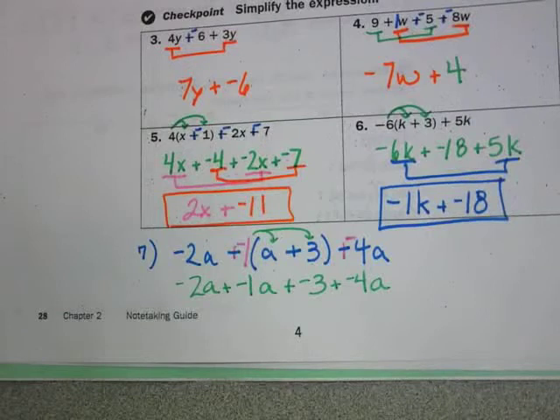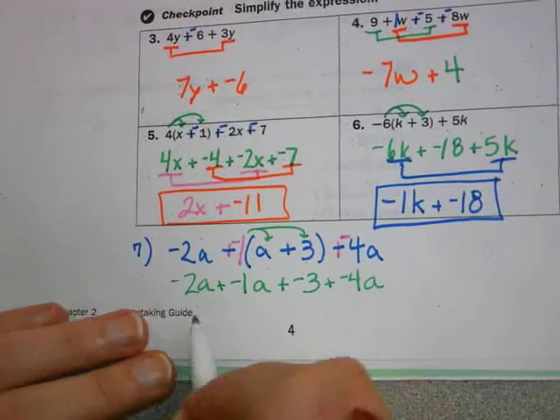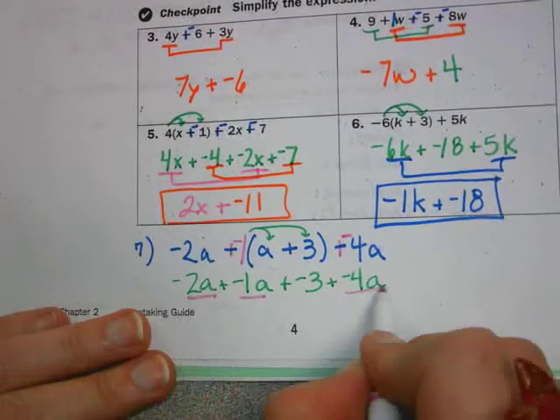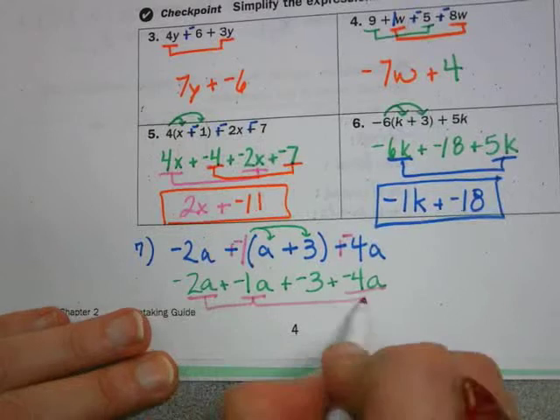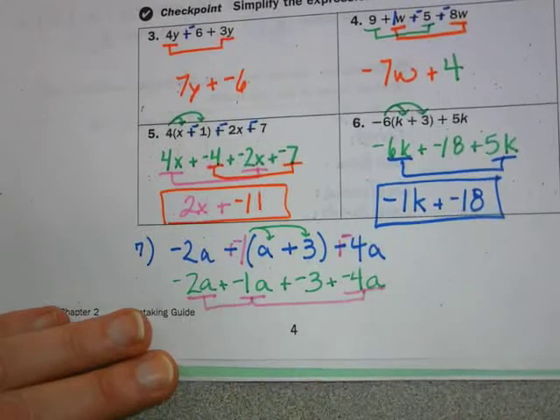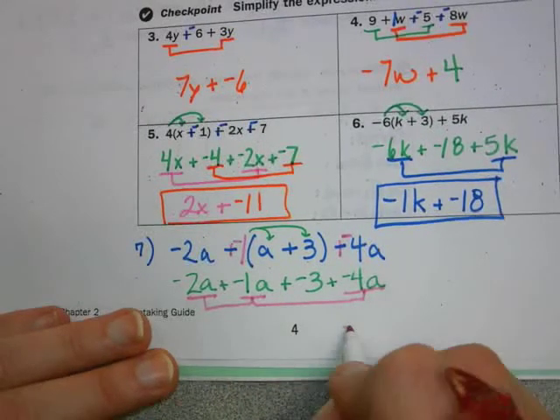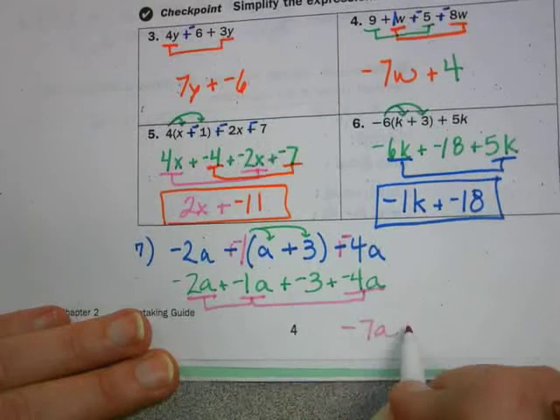I have 3 pairs of like terms now. They all go together. Negative 2 plus negative 1 plus negative 4. That makes negative 7a. And then the constant is negative 3. It just gets rewritten.